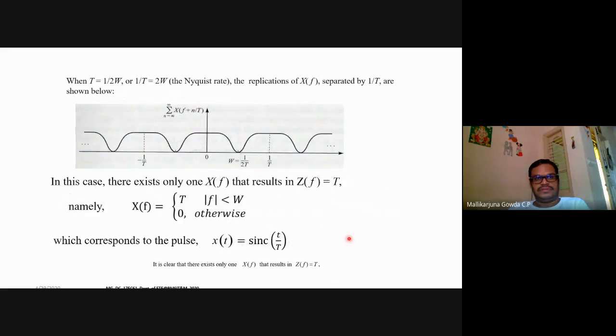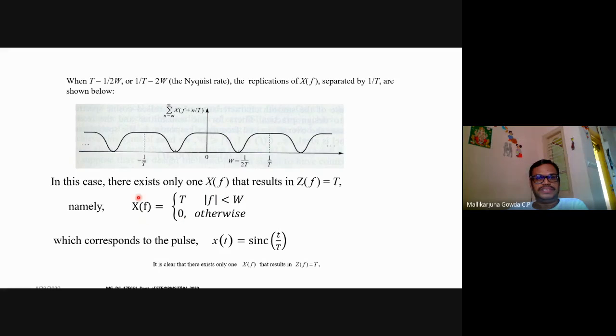Same thing, one more diagram I have shown. When T is equal to 1/2W, or 1/T is equal to 2W, the Nyquist rate, the replications of X(f) separated by 1/T are shown here. In this case, there exists only one X(f) that results in Z(f) equal to T. That one X(f) can be written as X(f) equal to T when f is less than W. For other values, it is 0.